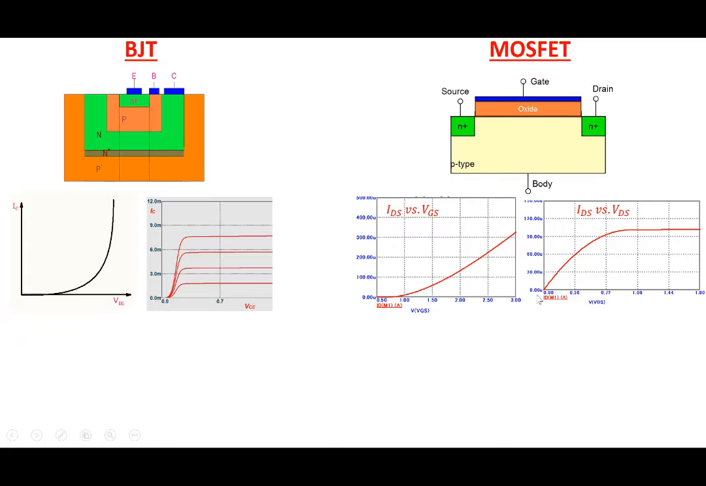This is the output current versus output voltage characteristics. Again, this is the important part here, where the drain current is not sensitive to the drain voltage, but the drain current is very sensitive to the gate voltage. So drain current versus gate voltage sensitivity is there.